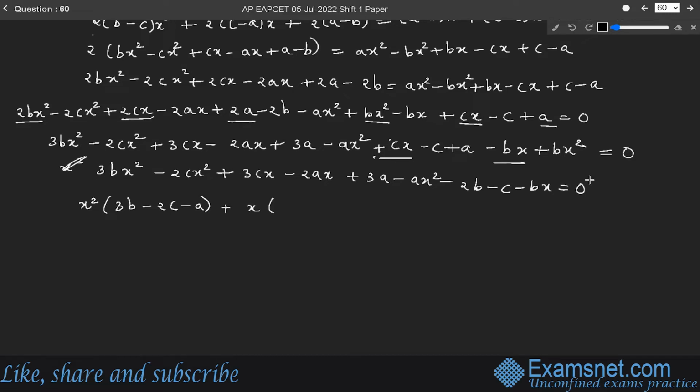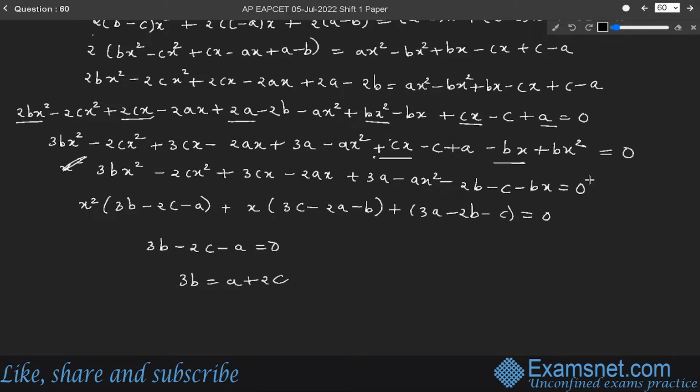Plus taking x common, the remaining terms are 3c - 2a - b. Plus the remaining numbers are 3a - 2b - c is equal to 0. On equating the coefficient of x², it will be 3b - 2c - a is equal to 0. So from here we can say that 3b is equal to a + 2c. I hope this step is clear to you.